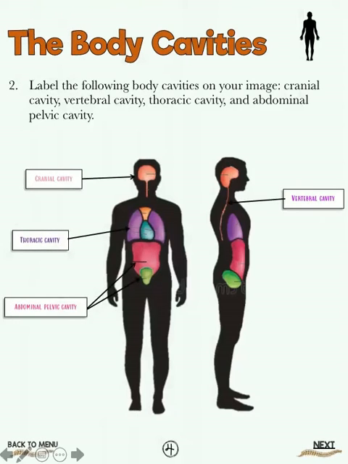Human body cavities. Body cavities are spaces that help us to protect, separate, and support internal organs. We have 4 different body cavities: cranial cavity, thoracic cavity, abdominal pelvic cavity, and vertebral cavity.